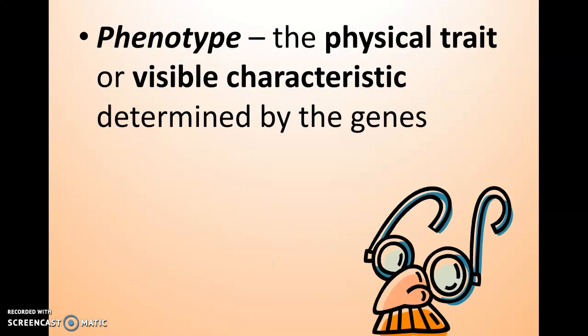Your phenotype would be the physical traits or the visible characteristics that are determined by the genes. So our phenotype for those flowers that we were talking about were red and white. Those are the physical traits that those genes code for. That's what you physically see.